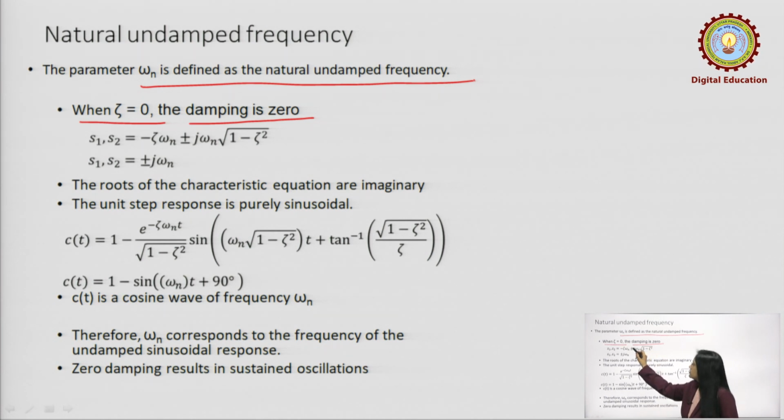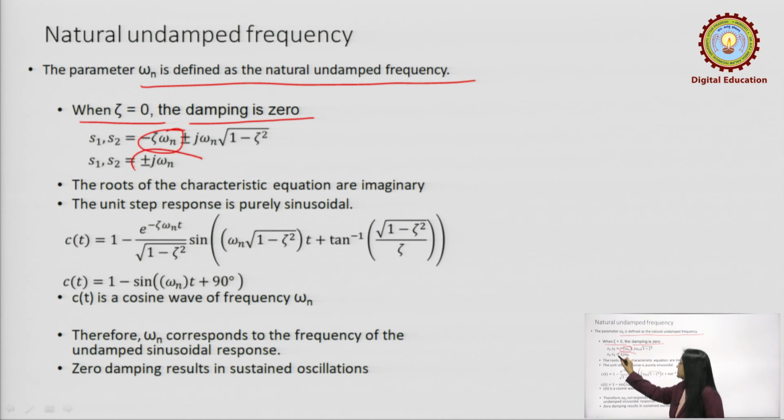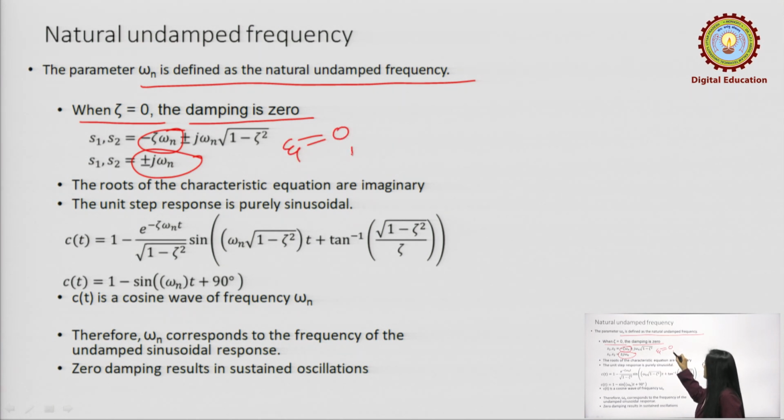When zeta is equal to 0, we do not have any real term in the roots, and we are left with only the imaginary term. When zeta is equal to 0, the roots are simply plus or minus j omega n. What does this mean? This means that there is no real term in the roots.